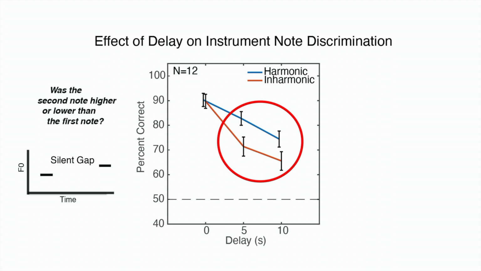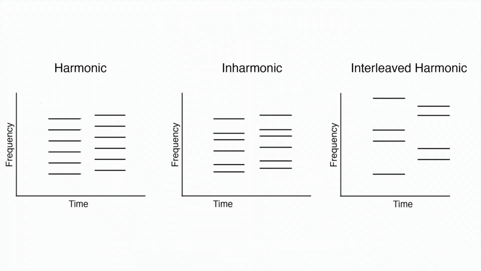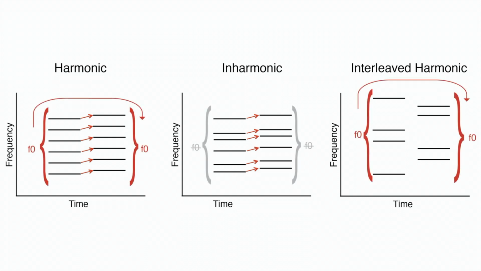We replicated this effect with synthetic tones and added a stimulus condition, which we called the interleaved harmonic condition, where each of the two tones in a trial contained only half of the frequency components. While for the harmonic and inharmonic conditions, listeners could use the spectrum, specifically the correspondence of the individual harmonics, to compare the tones, in this new condition, listeners were forced to rely on estimating and comparing the F0s.